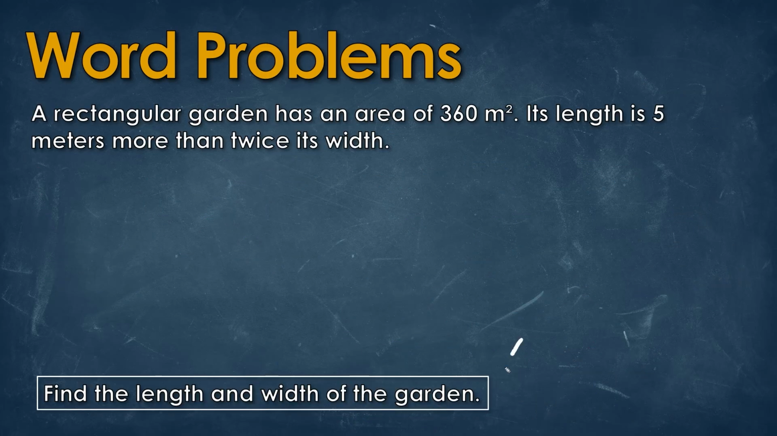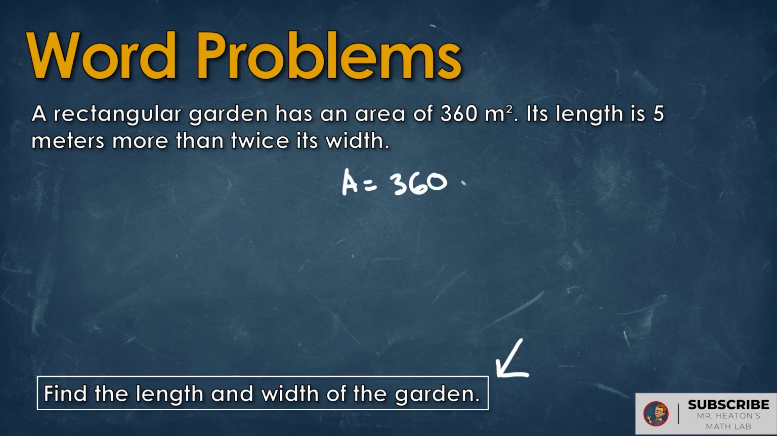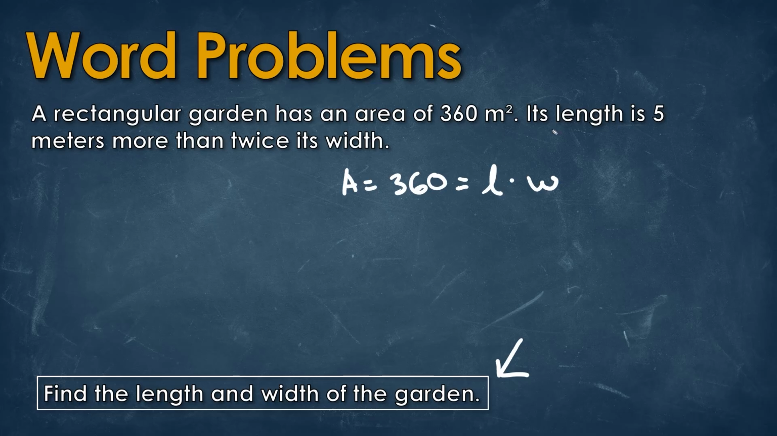In this question, we're going to be solving for the length and width of a garden. It tells us that the area is equal to 360 meters squared, which would be equal to the length times the width. Now the problem tells us that the length is 5 meters more than twice the width. This word is means it's equal, and when we see more than twice means 2 times. So that would tell us that the length is equal to 2 times the width plus 5.